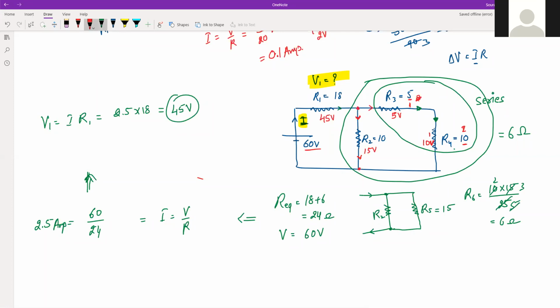So what is left now? Suppose we have to find current. So current here is how much? What was our current value? 2.5. That is 5 by 2. So the same current will get divided here. But in what ratio? The ratio is, here the resistor is 10 and here the resistor is 15.